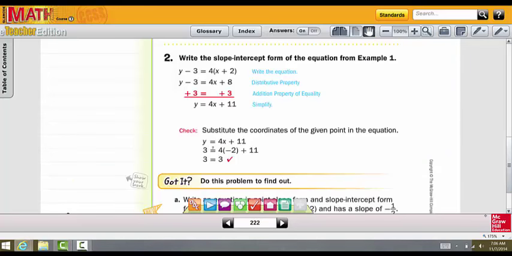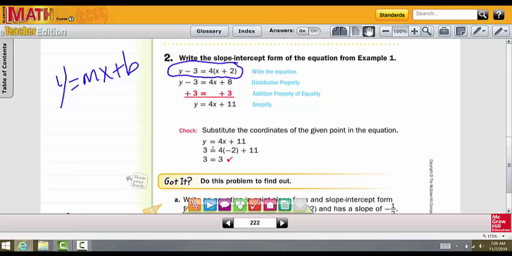Okay, now in problem number 2, they're going to say take that equation that was just given to you, which is this equation right here, y minus 3 equals 4 times the quantity x plus 2, and now turn that into slope-intercept form, the y equals mx plus b form. Okay? So we're going to write that over here. We want to get this into the y equals mx plus b.